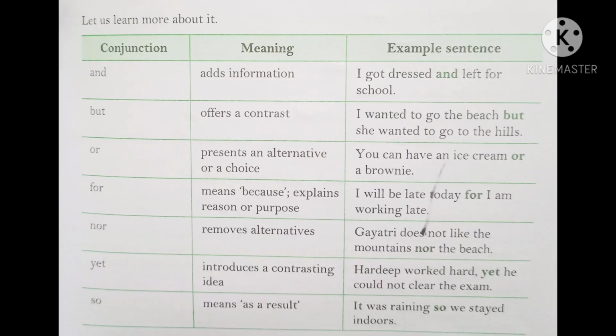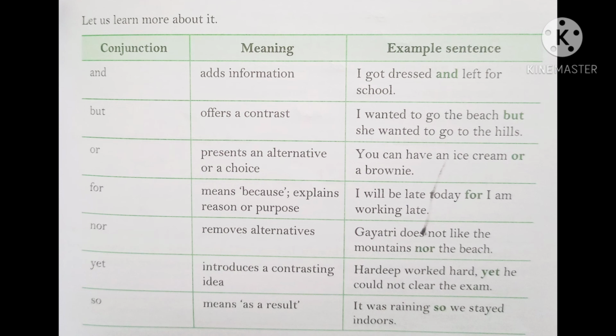Now this chart tells us about the uses of the 7 coordinating conjunctions. Let's see. And is used to add information. For example, I got dressed and left for school. Right? We have one part of the information, I got dressed, and now we are adding the information that I left for school. So to add that information, I will use and here.